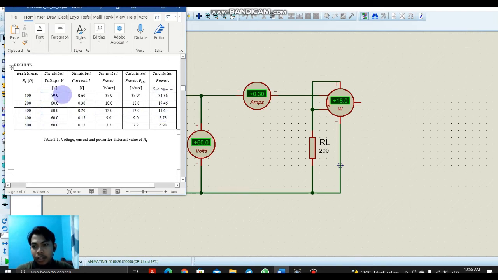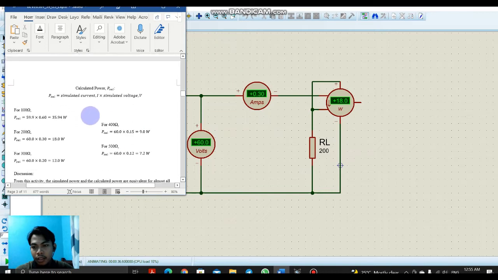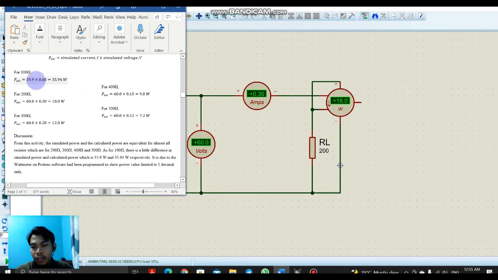In the simulation, we got the voltage, the current, and the power. As for the calculated power and the calculated power with error, we need to calculate them using the given formula. For the calculated power, we use the simulated current I times the simulated voltage, and we will get the answer for each resistor value.